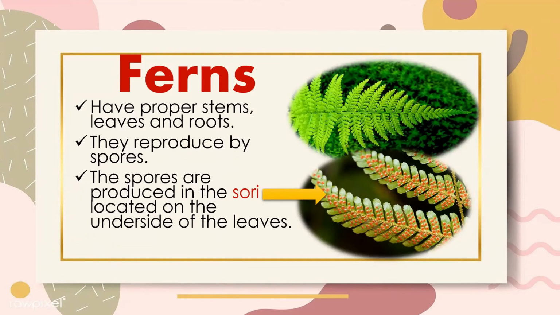So I have here a picture of the underside of the leaves. So the spores are produced in the sori. Okay, so I have pointed the arrow to the sori. So sori are located on the underside of the leaves. Again, the spores are produced in the sori. Okay, so this one, the circle, is located on the underside of the leaves. Okay, so this is ferns.